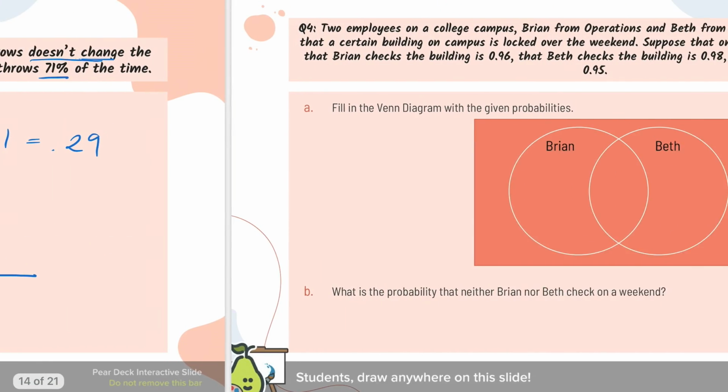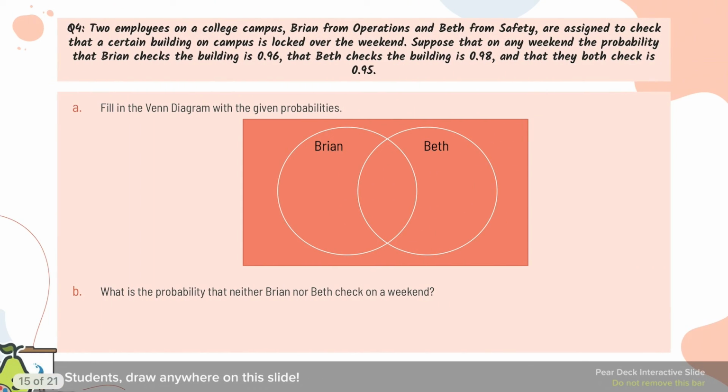All right, next one. Part 4 talks about somebody named Brian and Beth checking the building, and the percentages of them checking the building. So we have a 0.96, a 0.98, and they both check 0.95. So this whole idea of both represents this idea of and.